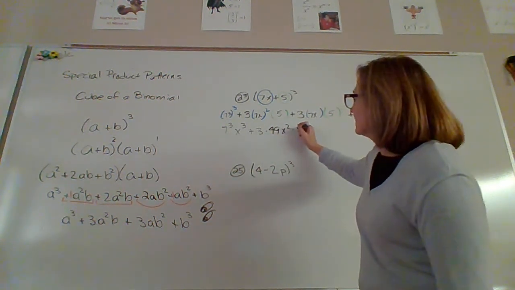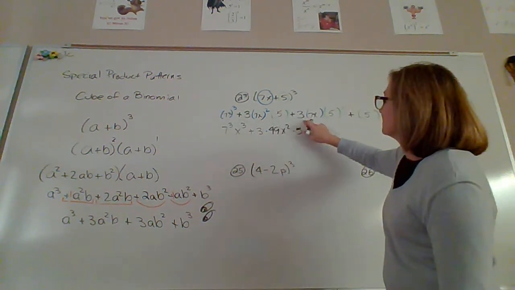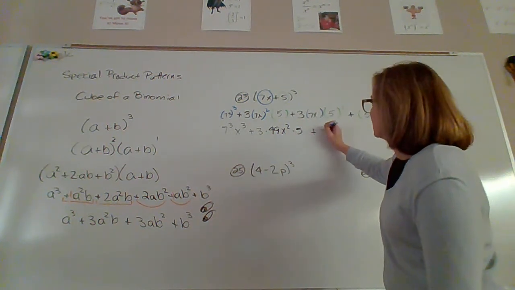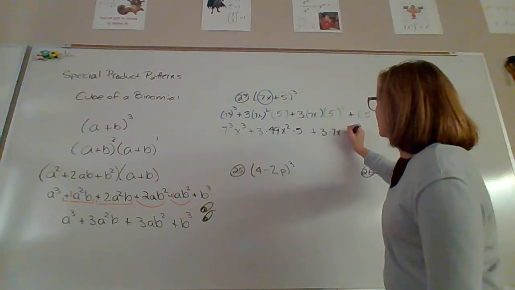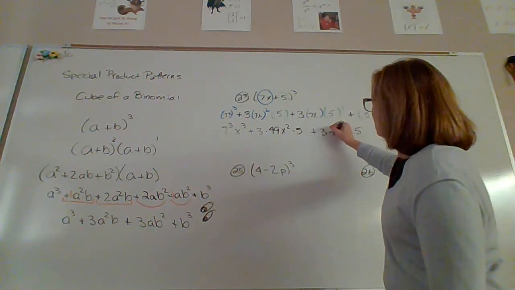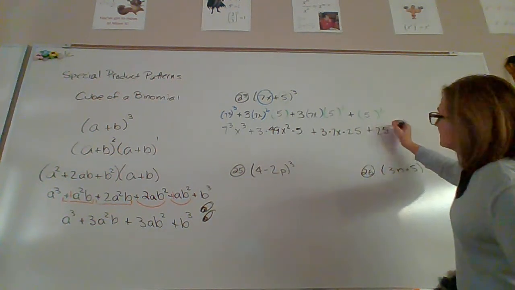X squared times the 5. Now we're done with that long term and we're moving on to the next term. So plus 3 times 7, well, that's easy enough. Well, we'll just write it out: 3 times 7x times 5 squared is 25. So we'll multiply all those together. And then finally plus 25.